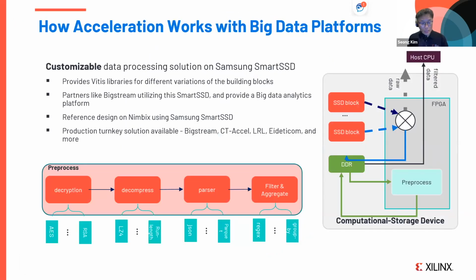This picture on the right shows the detail I just mentioned in the previous slide. The picture on the bottom shows how a data pipeline can be designed with the acceleration functions such as decryption, decompression, parsing, and filter, and then aggregations. And we can create a customized data flow by stitching each function in any order, in a flexible fashion.